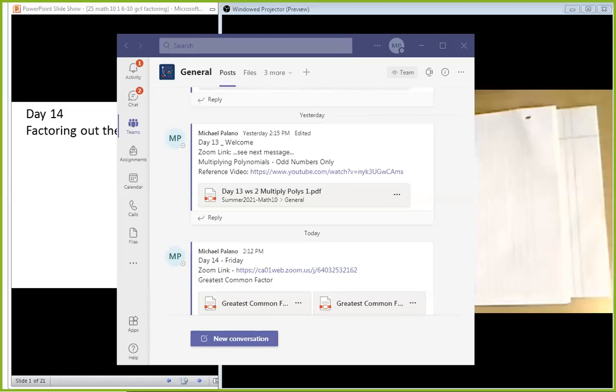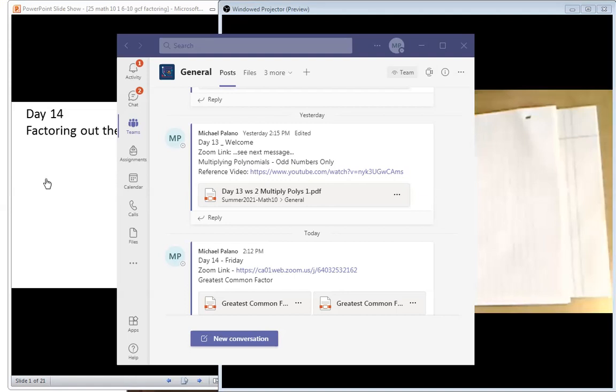All right, perfect. So what I got here is the teams that I post. I'd like you to take a look at day 13. Today is day 14, but I want to point out day 13 for you.